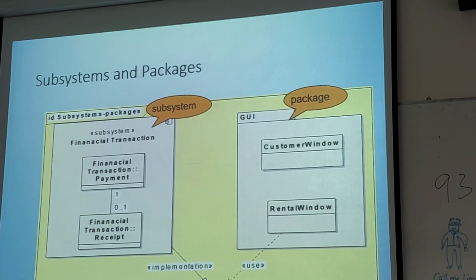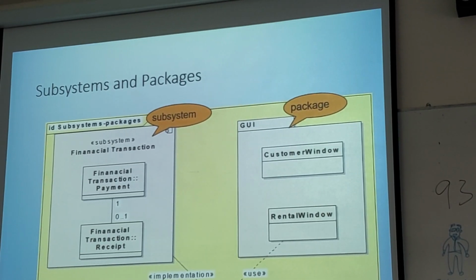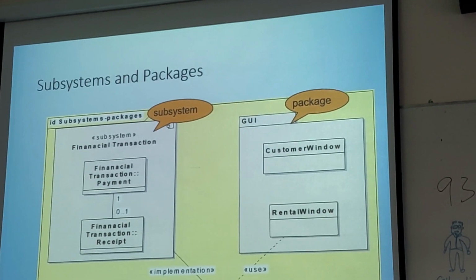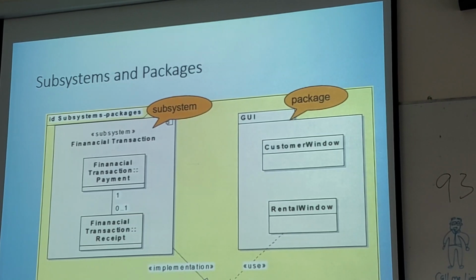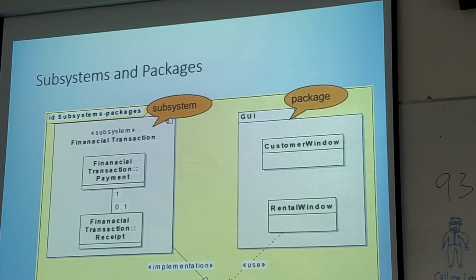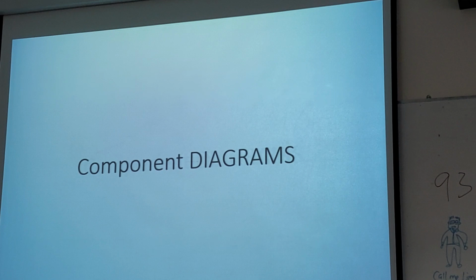You can see that this is a subsystem package consisting of two subsystems: finance and, I guess, the GUI. The finance subsystem consists of finance payment and receipt, and the GUI package consists of customer window and rental window. These two packages can communicate through the finance interface. Another example of packages: subsystems and packages.